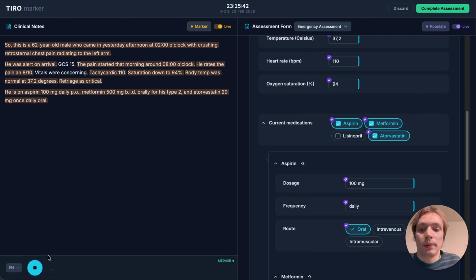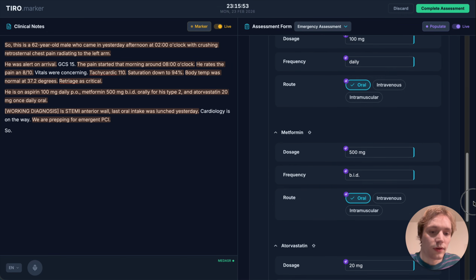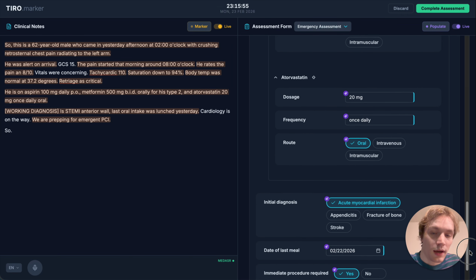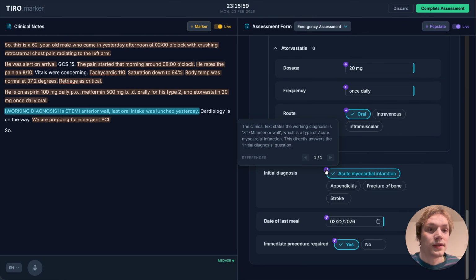So the populate and mark agents are doing their thing. You can see the medication has been filled in and the dosages are correct. And also initial diagnosis is filled. The model knows that STEMI is a type of acute myocardial infarction.